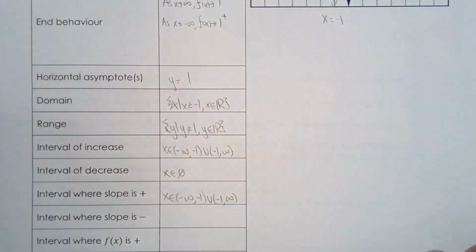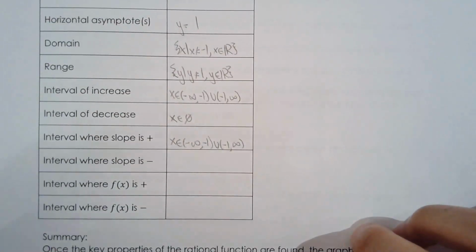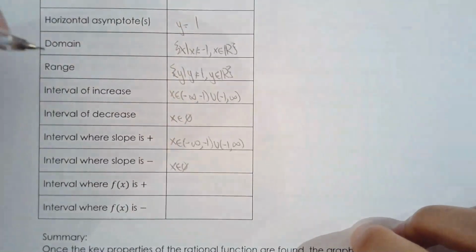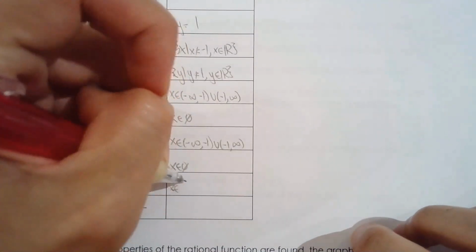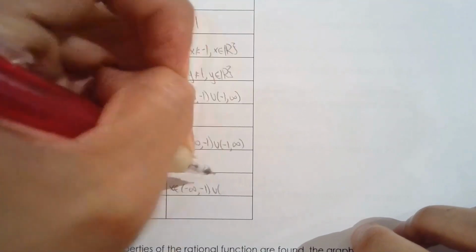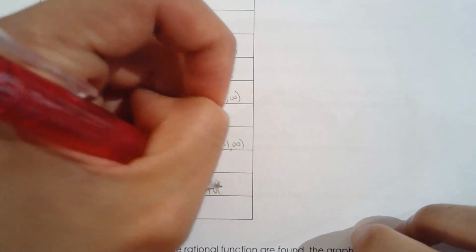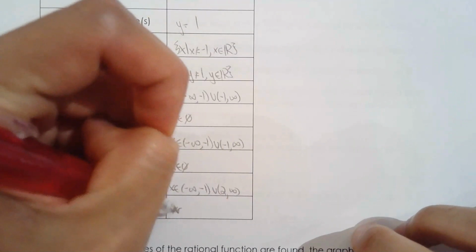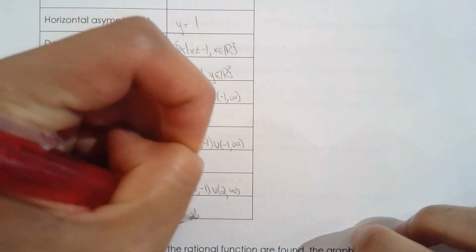Copy where it's increasing, that will tell you where the slope is positive. Never for slope is negative. Where is it positive? For the first branch and part of the second branch, 2 to infinity, so that means -1 to 2.